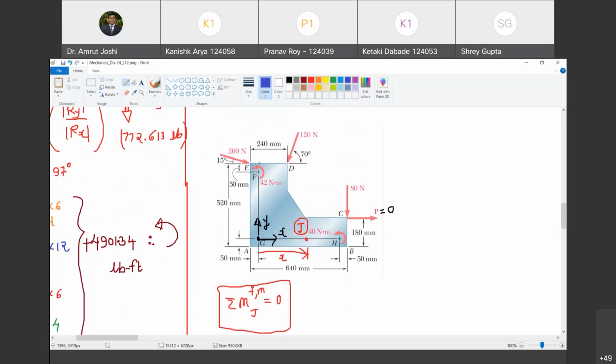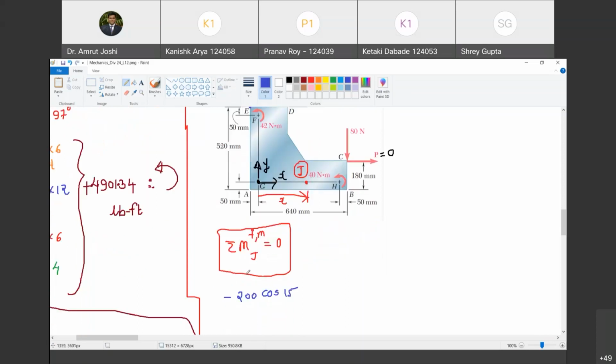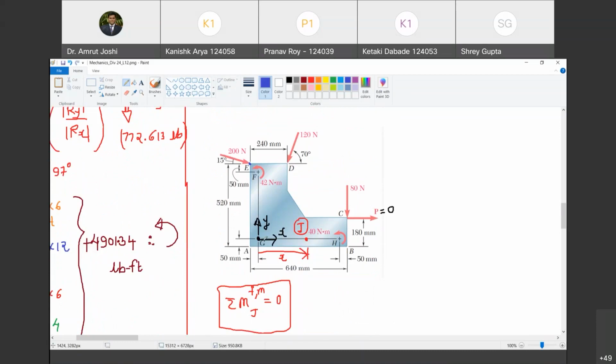Vertical distance, because it is horizontal component. What is vertical distance between J and E? X plus 50, sir. Vertical distance between J and E. What is the vertical distance? 520 minus 50. 520 minus 50 kitna hua, bolo? Sir, 470. Yes. So multiply by 470. Fine.